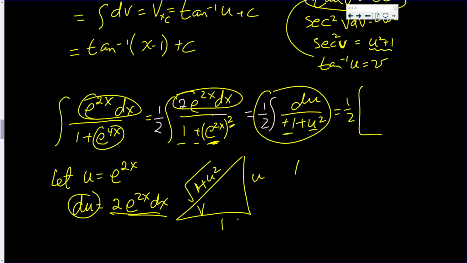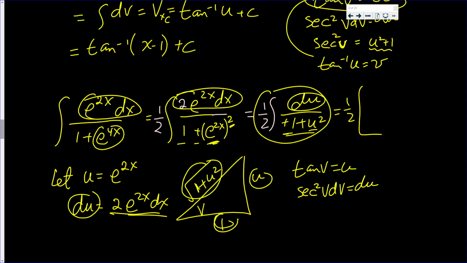Well, the tangent of V is so friendly. It's u over 1 or u. I really like that because I need to get du. Secant squared V dV, that's du. Well, 1 plus u squared: if I divide those two sides, I get the square root of 1 plus u squared, and that would be secant of V. And if I square it, I get secant squared V.